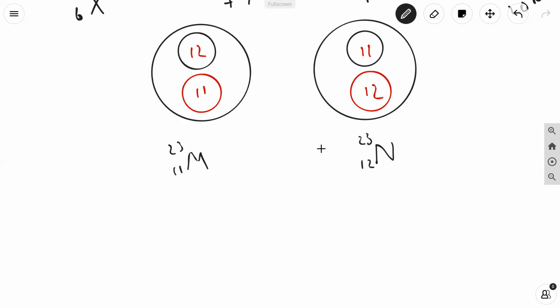Over here you can see they are isobars as the mass number is equal, but you can also see that the number of protons and neutrons are directly interchanged. So these types of elements are called mirror isobars. The example I gave here is Mg-23. This is magnesium, and this is sodium. So sodium 23, 11 and magnesium 23, 12 are mirror isobars.